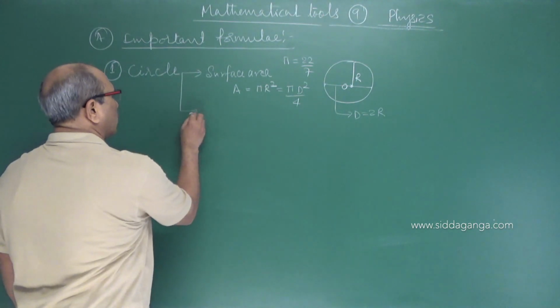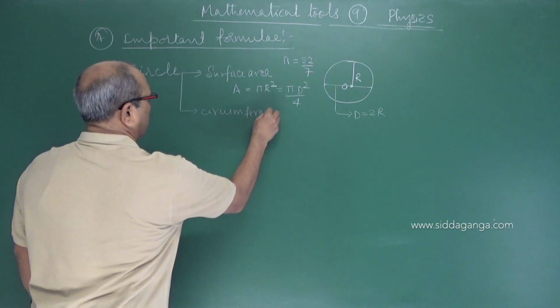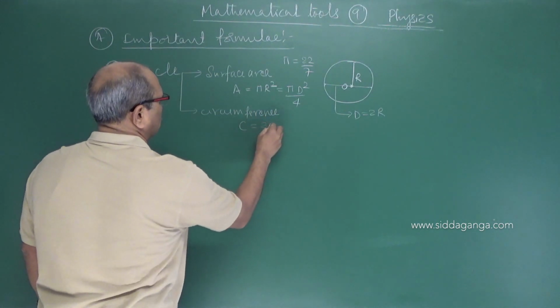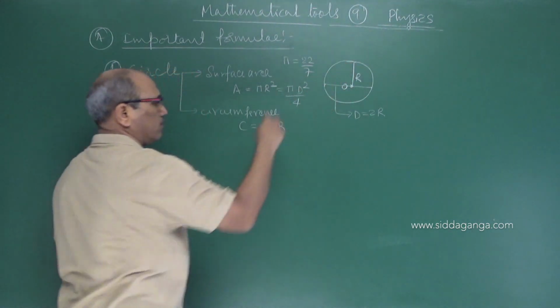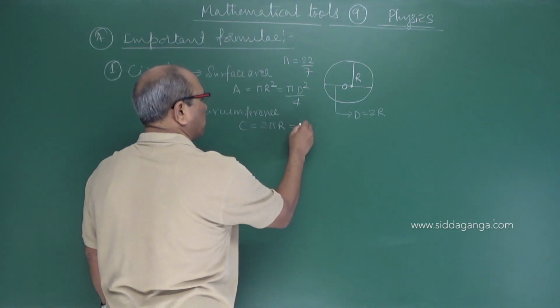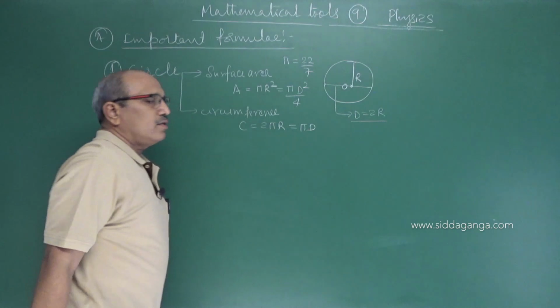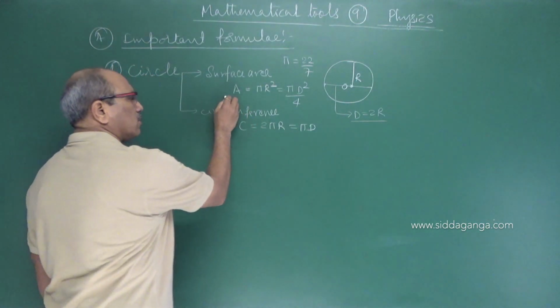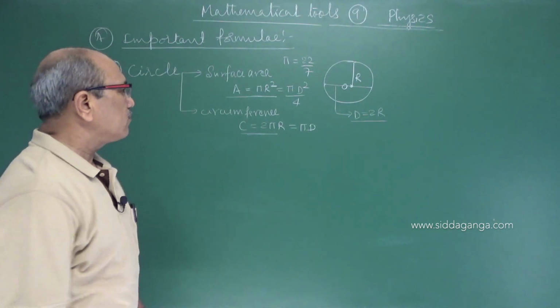And the second regarding this is the circumference. Circumference is 2 pi r. Circumference, or it may be pi d, where d is the diameter considered. The 2 relations are often used in physics in many chapters.